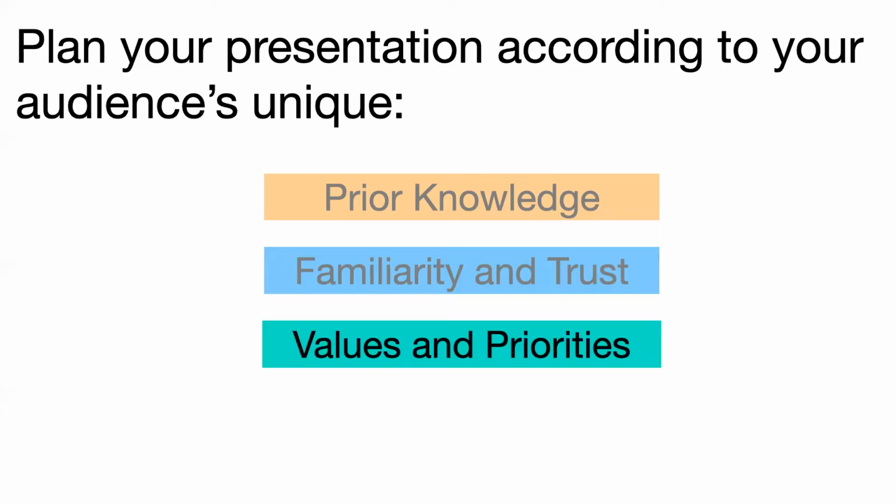We also want to consider the values and priorities of our audience. This could be things like family; family is most important to them. Or, if it's a manager, it could be fiscal responsibility. It could be safety.